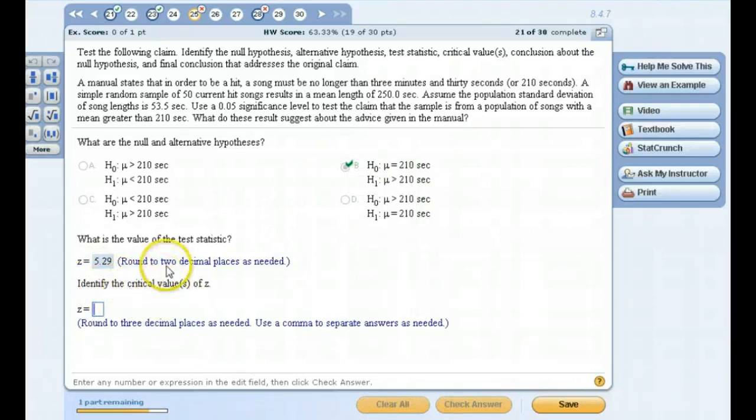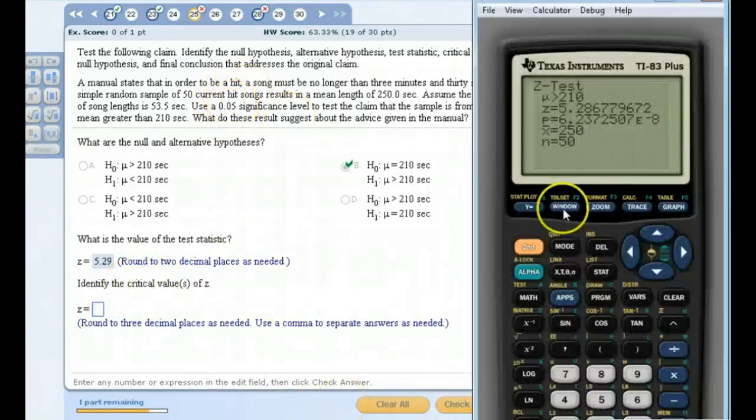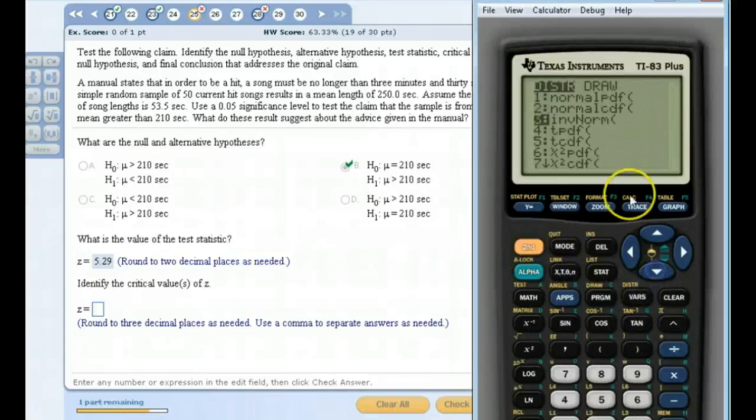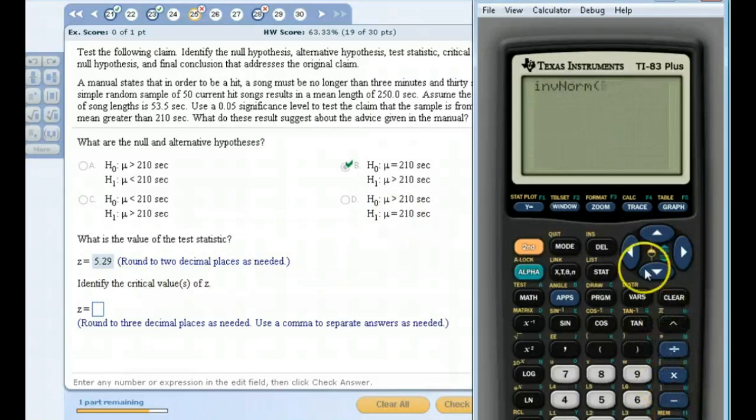So for this one, this is a right tail test, so we only have one critical value. At a 0.05 level of significance, we use inverse norm to find our critical number. Remember, it's inverse norm because it's a right tail test. The area in the right tail is 0.05, so that means the area in the left tail is going to be 1 minus 0.05.